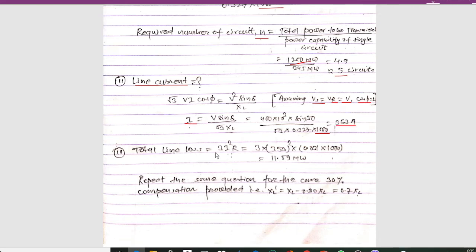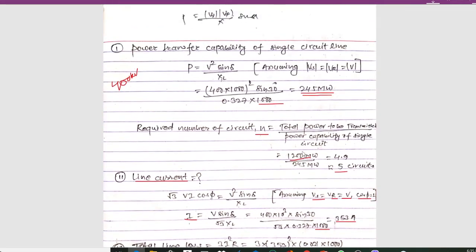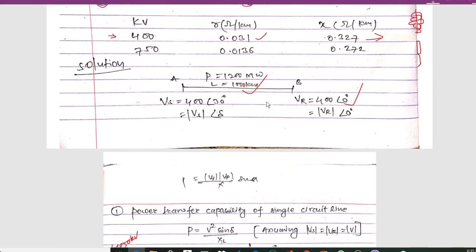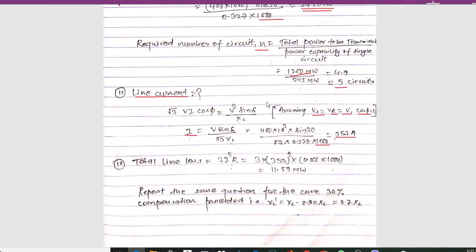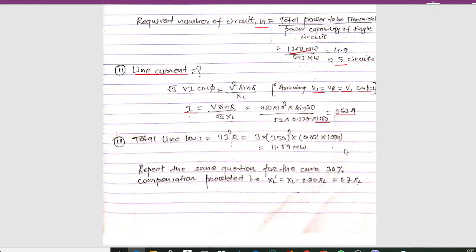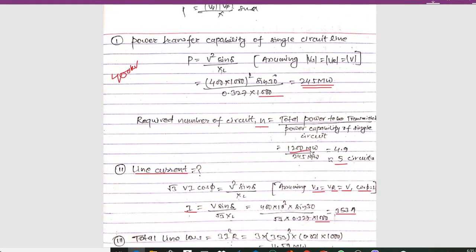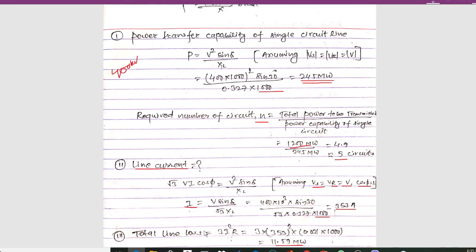Now the total line loss will be 3 I squared R, so 3 into the value of I that we just calculated, 353 amperes, and the value of R. For the 400 kilovolt level the value of R is 0.031 ohm per kilometer, into 1000. So you'll get 11.59 megawatt. Similarly, you can calculate the required number of circuits, line current and total line loss for 750 kilovolt.